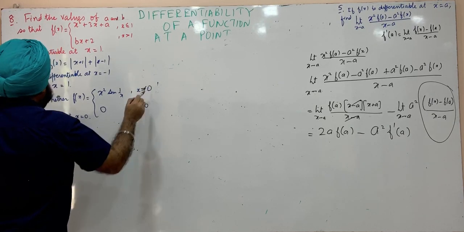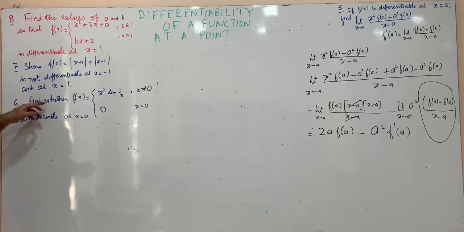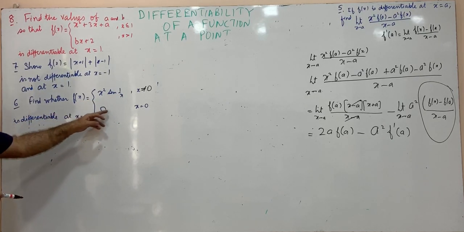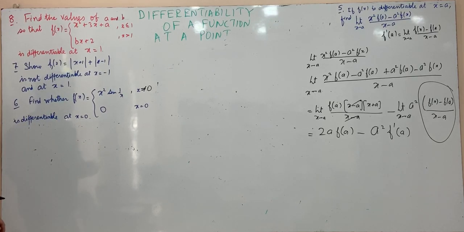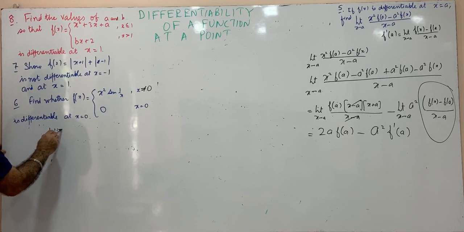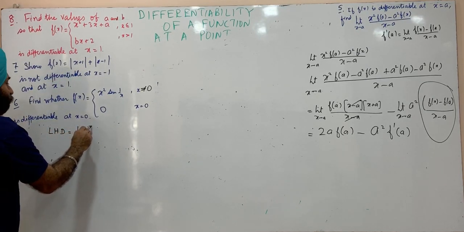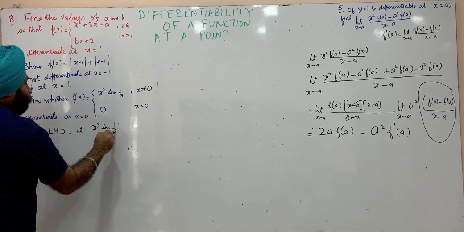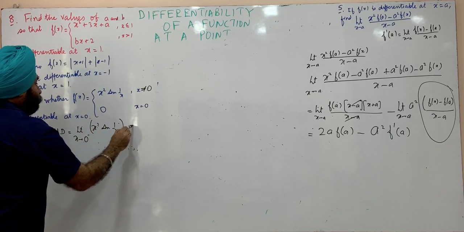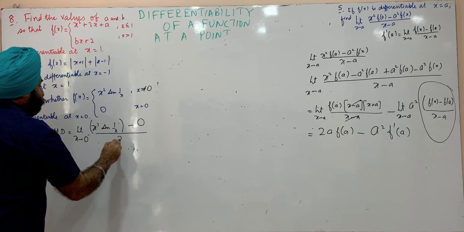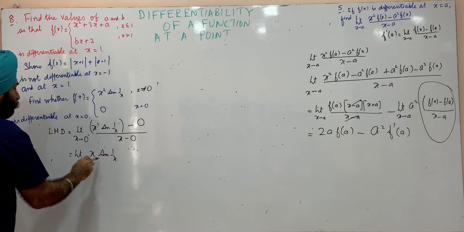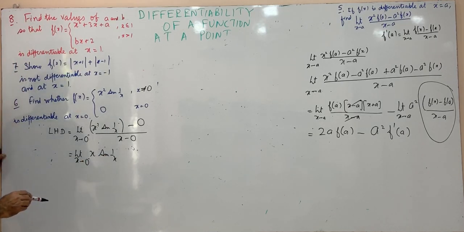In the next one, we have to find whether this function, x square sine of 1 by x when x is not equal to 0 and 0 when x is equal to 0, is differentiable at x equal to 0 or not. We find out the left hand derivative. This is the limit of x square sine of 1 by x as x approaches 0 minus. This is f of x minus f of 0, which is 0, upon x minus 0, which is limit of x into sine of 1 by x as x approaches 0 minus.